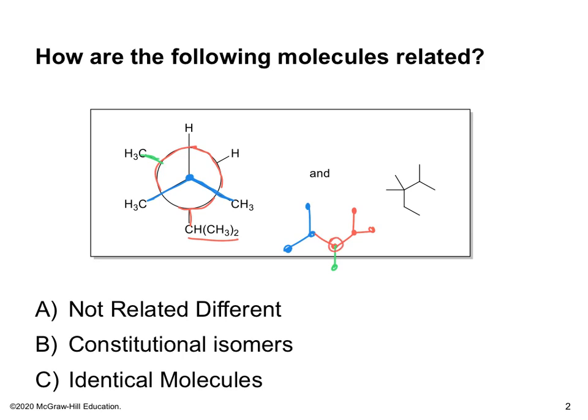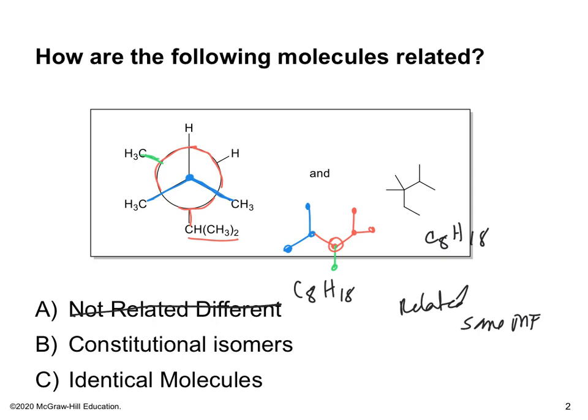All right, now let's make sure we have the same number of carbons, 1, 2, 3, 4, 5, 6, 7, 8. So they both have C8, H18. So they are related. They have the same molecular formula.